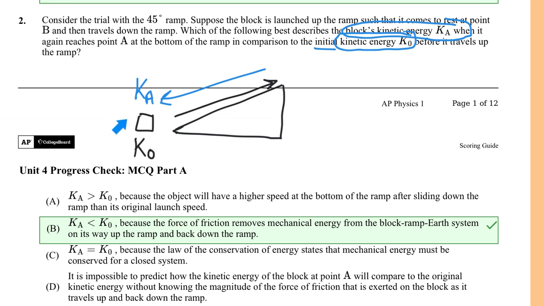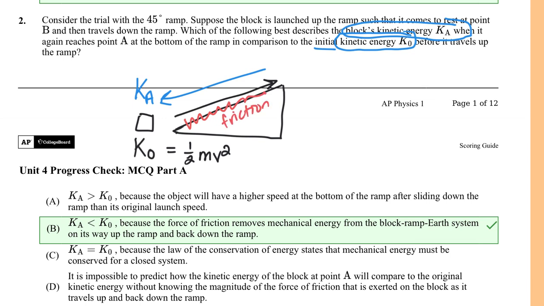If we initially push this block with a certain velocity, we know that kinetic energy relies on 1/2 mv squared. Whenever it goes up the ramp, all that kinetic energy turns into potential. When it goes back down, that potential energy gets transferred into kinetic energy. Theoretically, if there was no friction on this ramp, there should be the same amount of kinetic energy going down. However, this ramp is not frictionless, it's full of friction.